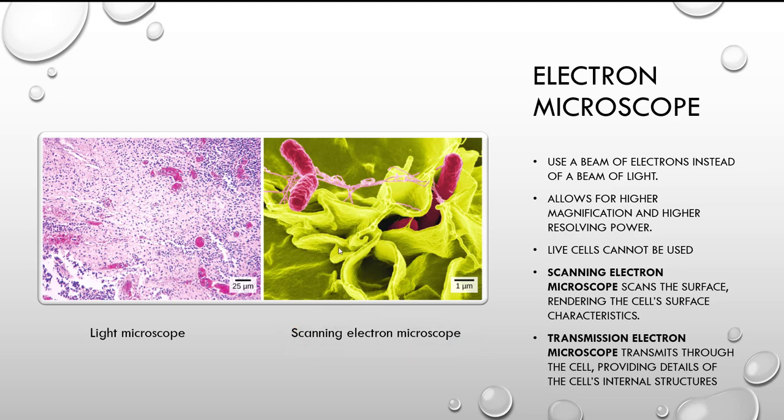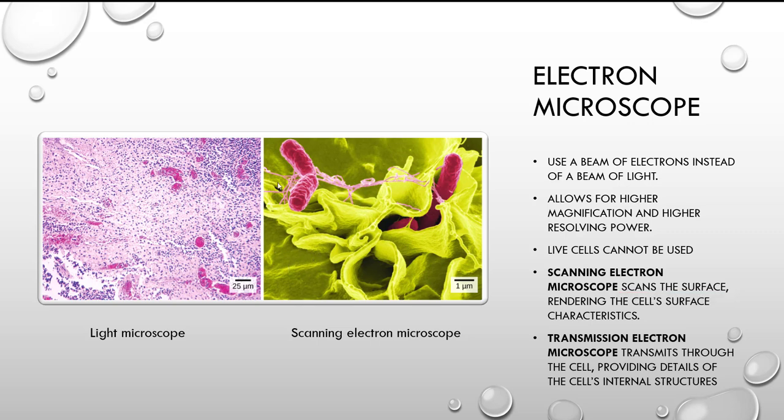Okay, so look at the detail. You can see how much more detail you can get with an electron microscope. Now we have two types of electron microscopes: scanning electron microscopes, SEMs, or transmission electron microscopes, TEMs. A scanning electron microscope scans the surface of the cell or the object that we're looking at. So it's looking at the surface.